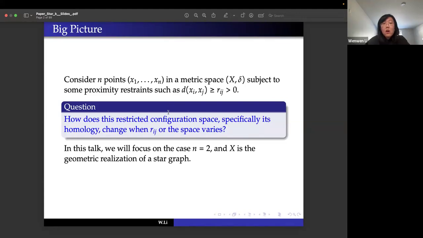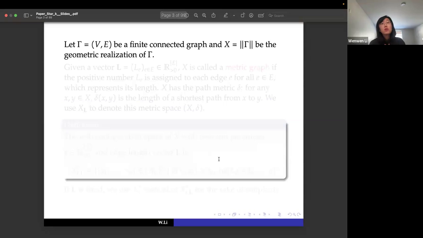In this talk, we will focus on the case that n equals 2. In other words, we'll only have two robots in X, and the metric space is the geometric realization of a star graph. By the way, if you have any questions, just feel free to stop me during my talk. Okay, here's the setup.